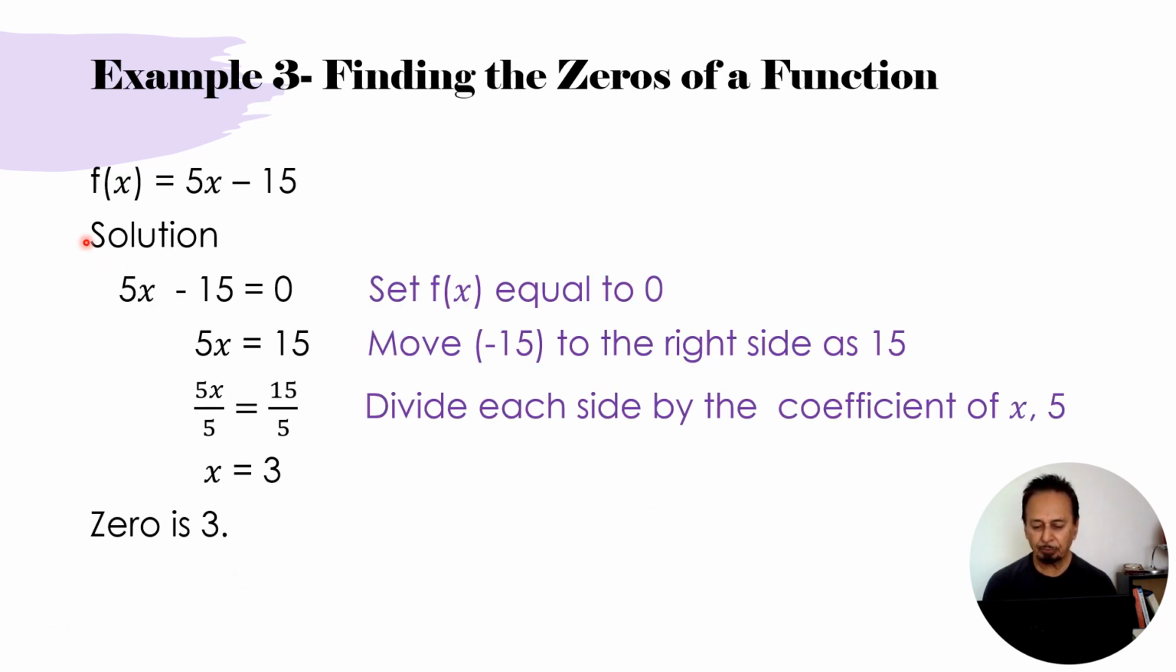Example. Here we have a function f(x) equals 5x minus 15, and we want to find the zeros of the function. So accordingly, we have to set 5x minus 15 equal to 0. And now we solve for x. First we remove negative 15 and take it to the right and make it positive. Now divide both sides by 5. So it becomes 5x over 5 equals 15 over 5. Simplify, it gives you x equals 3. So the zero for this function is 3.